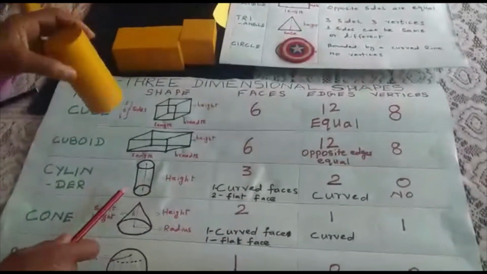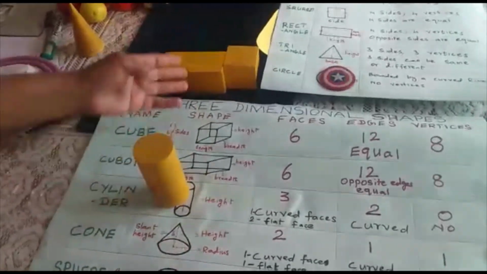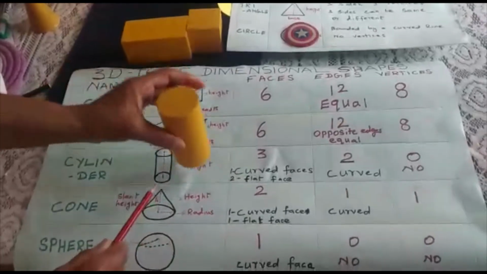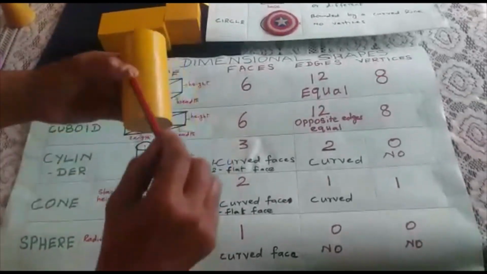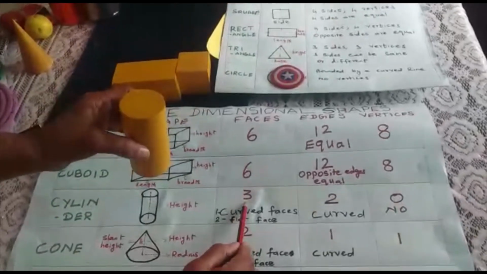Next is cylinder. This cylinder has no straight edges like square and cube and cuboid. It has three faces. So this is the shape of a cylinder. It has a curved face. This is one curved face. This is a curved face. This is a curved face. So it has three faces.